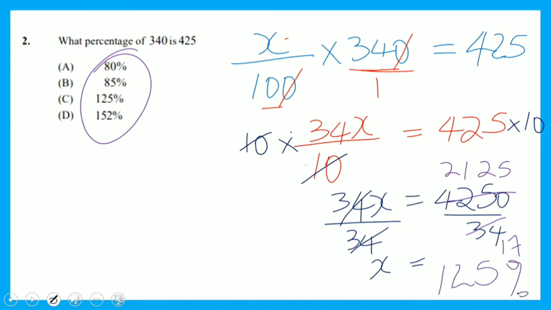You can always double check your answer and check to see if 425 is 125% of 340, right? So you can literally go and find 125% of 340, and it should work out to 425 if you want to double check your answer.